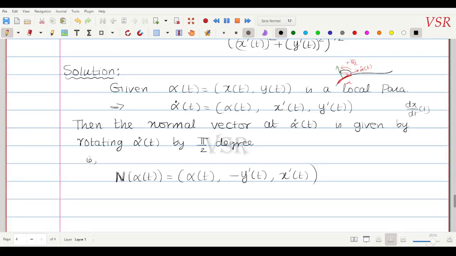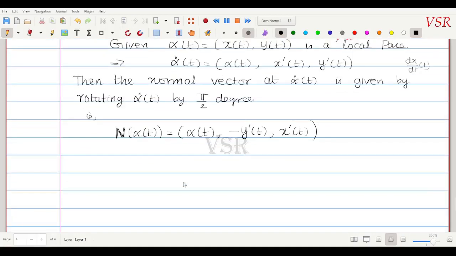From this you can easily see that alpha dot of t dot product with n of alpha of t gives 0. So both are perpendicular. It is very easy; multiply and see. x dash times minus y dash, and then y dash times x dash. Here a minus, there a plus, so the addition becomes 0.